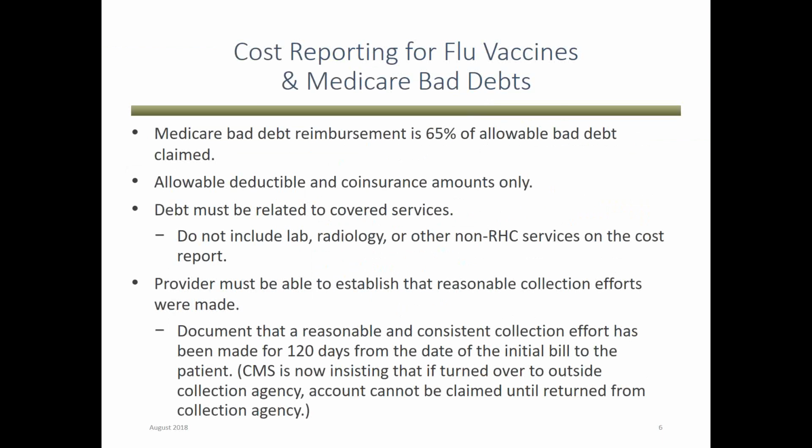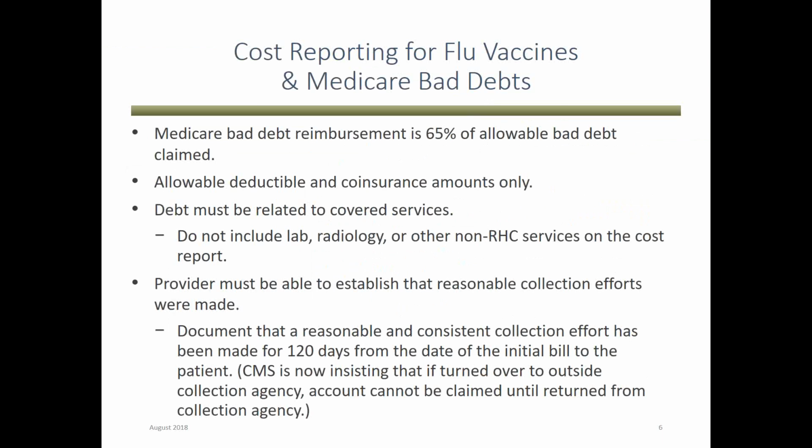Honestly, you're not reimbursed 100%, but you are getting 65 cents on every dollar that you list for that allowable bad debt. 65 cents per dollar is better than zero. As I said, it's only for the allowable deductible and coinsurance amounts. It does not cover things that were not part of that RHC visit. It does not cover what Medicare didn't cover. It is only the deductible and coinsurance.